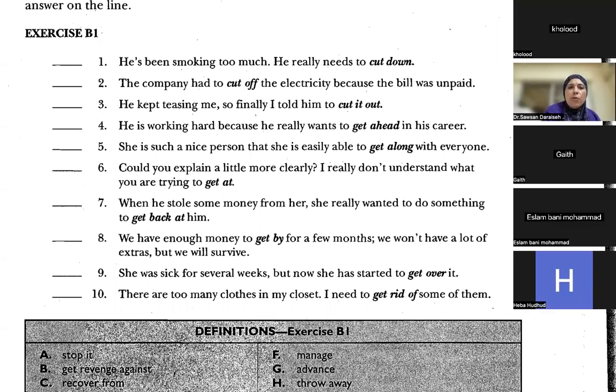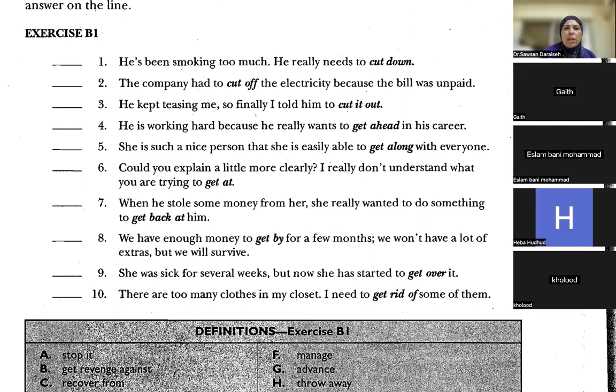Yes, go for 4. He is working hard because he really wants to get ahead in his career. Good. I suggest to be advanced in his career. Correct, 100%. He is working hard day and night. Why? Because he really wants to get ahead in his career. To get ahead means to strive, to reach, to rise in his field of work, his career, right? It means he doesn't want to stay as he is. He wants to advance himself.